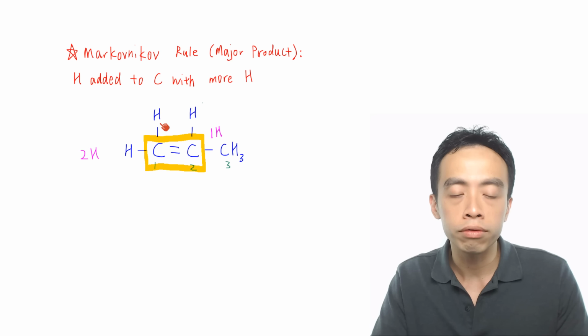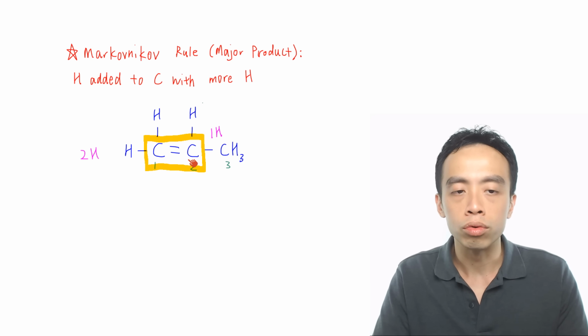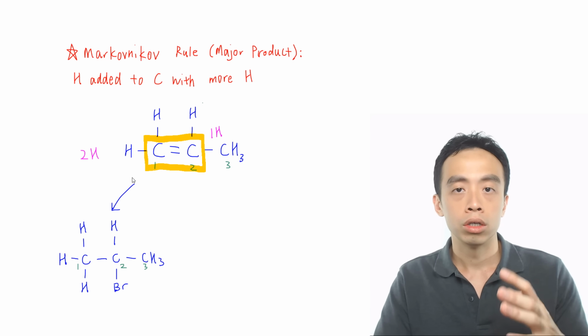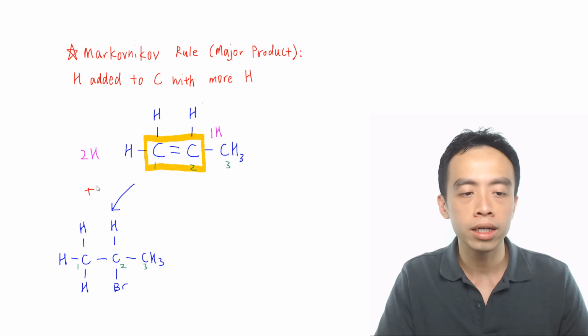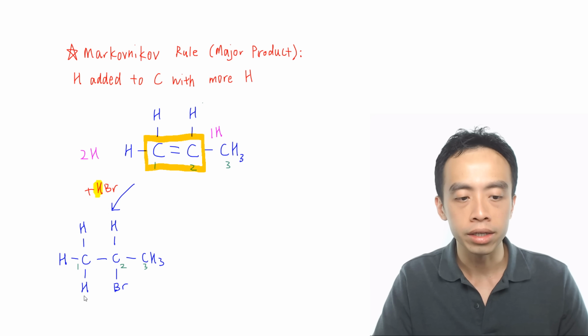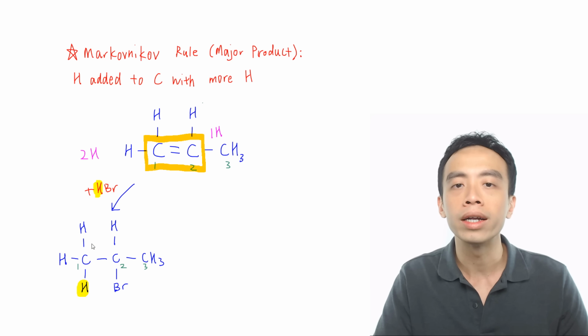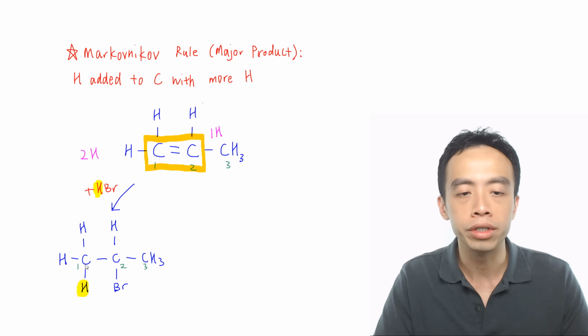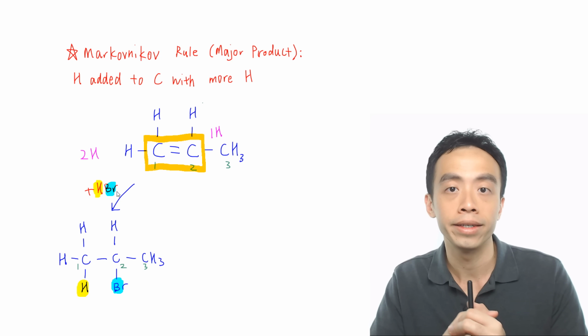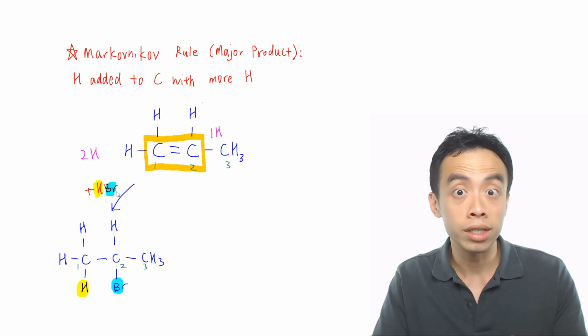Then according to the Markovnikov rule, hydrogen will be added to this carbon to give us our major product. So we have this product here. If I'm adding HBr to this alkene, then this will be my major product. You notice my hydrogen is added to carbon 1 because carbon 1 is the one with more hydrogens, whereas Br will be added to my second carbon. So this compound we have drawn is the major product.